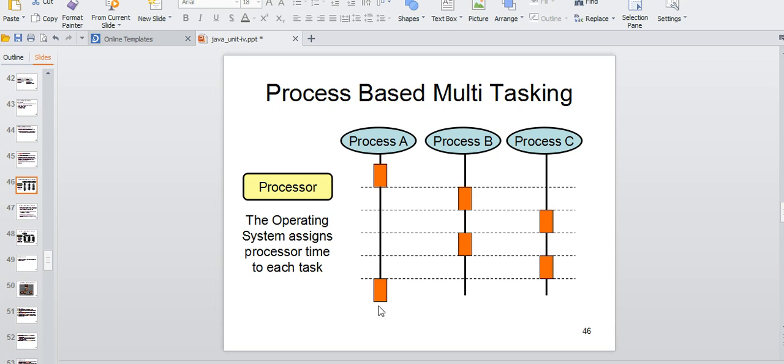Now I want to share some photos with you so that you can understand. This is process management. See, there are three processes. Let us say I am editing in a notepad, I am listening to songs, and at the same time I'm downloading something. See, simultaneously this is running, this is running, this is running. Three processes are running at a time.